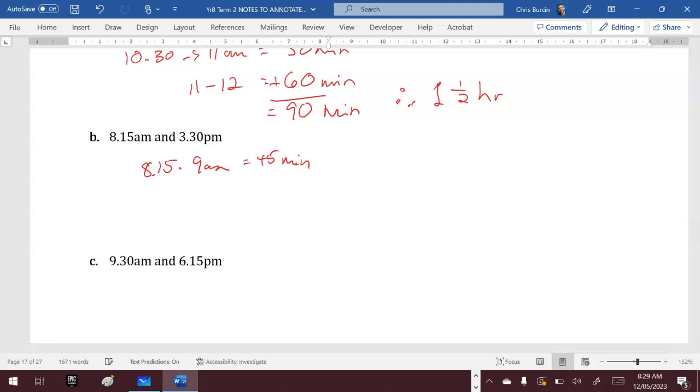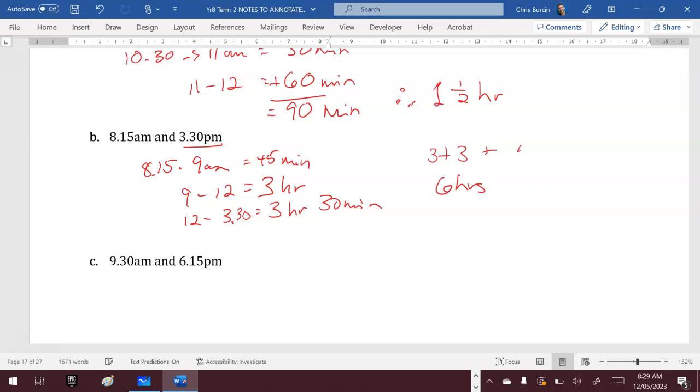Now, counting hours, I'm going to go just to the meridian. From 9 to 12, that's 3 hours. So I'm mixing hours and minutes, so we've got to be careful. And then again, we'll go from 12 to 3, because now we're post-meridian. Let's be brave. We know that's 3 hours. Go to 3:30, and that's 3 hours and 30 minutes. So adding them all together, that gives us 6 hours. Let's keep that separate. Plus 45 minutes plus, what was it, 30 minutes. So that's a bit tricky because that gives us 75 minutes.